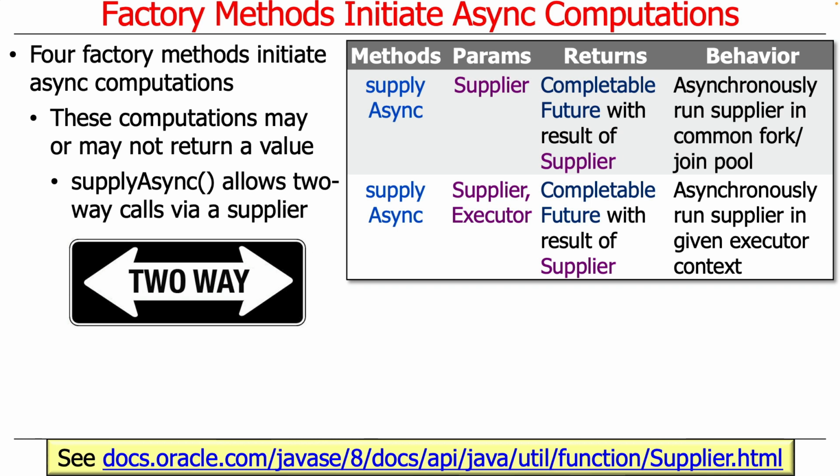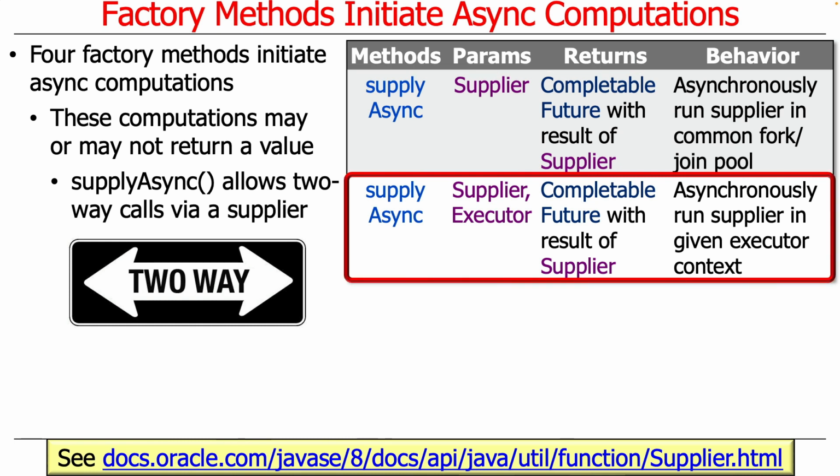SupplyAsync allows 2-way calls using a supplier. So you can see here what we've got. We've got this version of supplyAsync that takes a supplier by itself, 1 parameter, and it returns a completable future that contains the results of the supplier. And the behavior is to asynchronously run the supplier in the common fork join pool. So by default, you get the common fork join pool, very much like Java parallel streams.